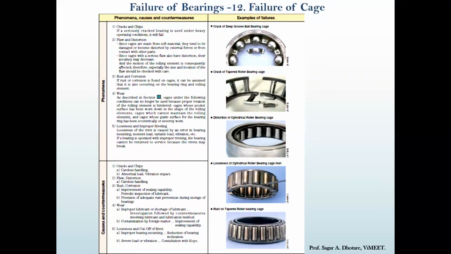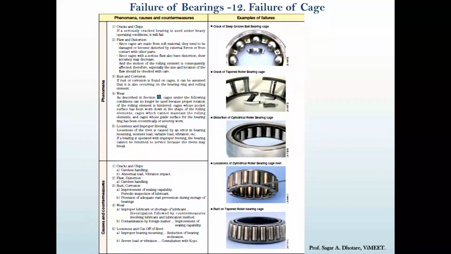Looseness and cutoff of the rivet. Improper bearing mounting is the main reason, where it can increase the bearing inclination, and because of that the looseness and the cutoff of the rivet can occur. Again, because of the vibration and the other several loads where it is in contact, at that time such failure can occur.